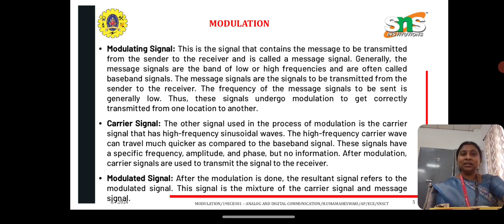The modulating signal is a signal that contains the message to be transmitted from the sender to the receiver, and it is called the message signal. The other signal used in the process of modulation is the carrier signal, which has high frequency sinusoidal waves. The modulated signal is the resultant signal after the modulation is done. This signal is a mixture of the carrier signal and the message signal. The frequency of the message signal to be sent is generally low, while the frequency of the carrier signal is generally high.